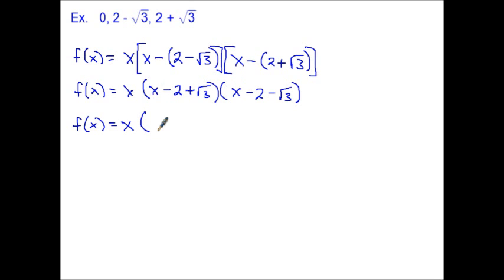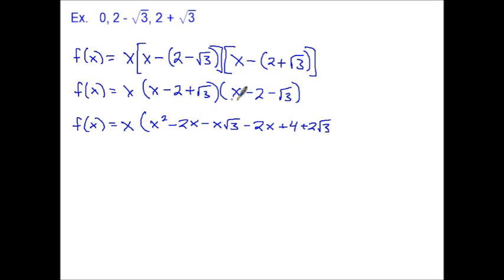X times x is x squared. X times negative 2 is a negative 2x. X times negative root 3 is a negative x root 3. I like to write my roots last. And then we've got negative 2 times x. I got a negative 2x. That'll combine nicely with that guy there. Negative 2 times negative 2 is a positive 4. And then negative 2 times negative root 3 is a positive 2 root 3. Alright, 2/3 of the way done.